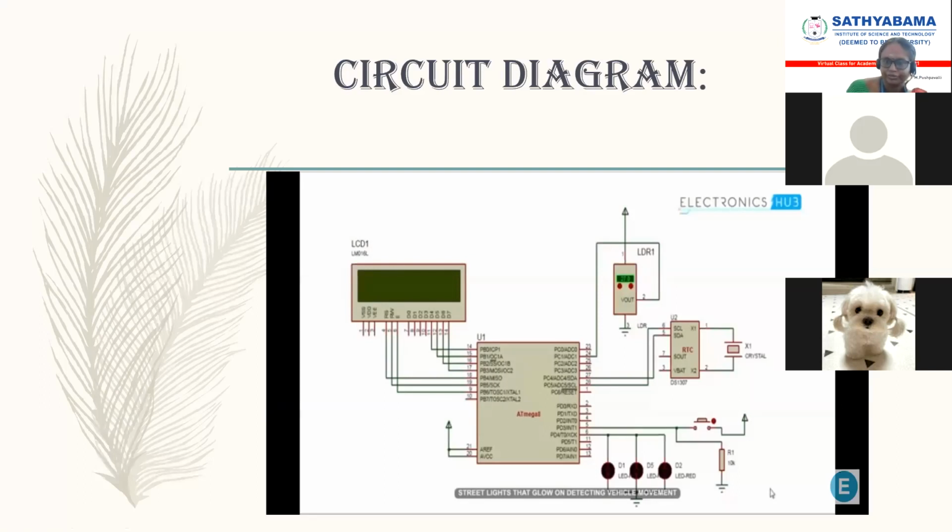The LCD is used to display the time and the light intensity value. And the RTC is a DS1307 real time clock. It is an 8-pin device. The main advantage of the RTC is that it has a battery arrangement which keeps the clock and calendar running even if there is a power failure.